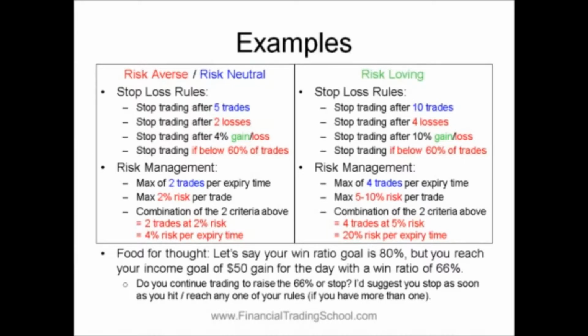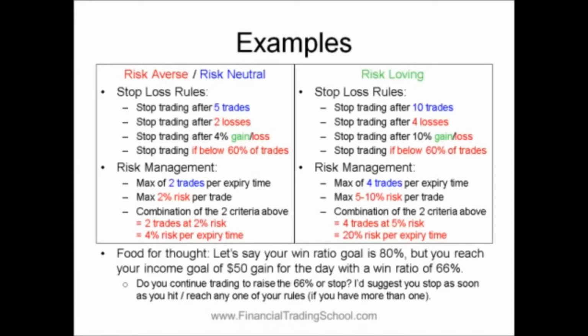Or you stop trading if you're below 60% of trades. So this is if you're aiming for a break-even 60% win ratio. Then for risk management, you might have a max of 2 trades per expiry time, or you have a max of 2% risk per trade. Then also you can have a combination of the 2 criteria above, so something like 2 trades at 2% risk, which means you have a total of 4% risk per expiry time. So just double these numbers for the risk-loving people.